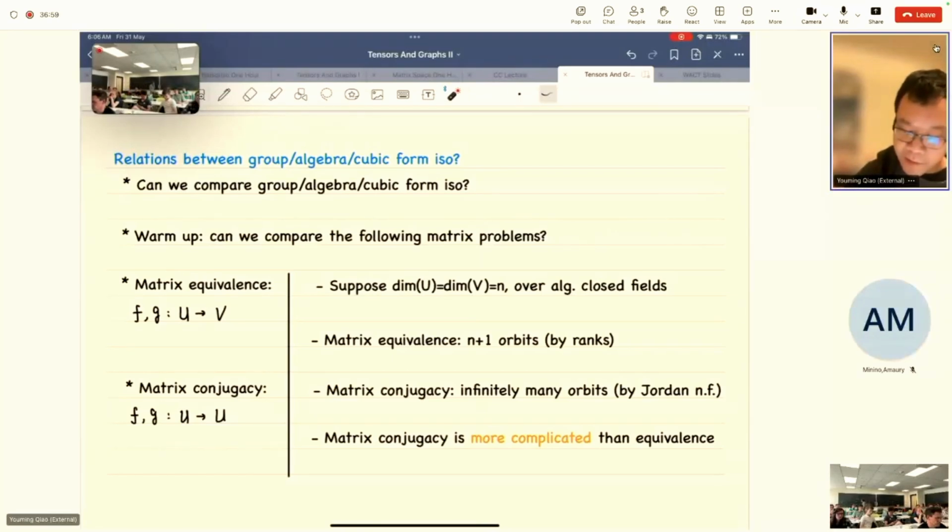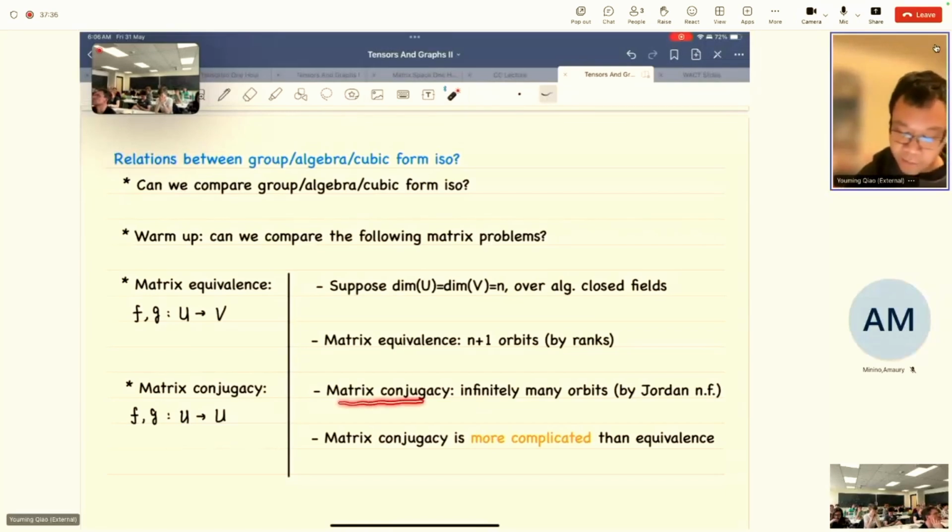So for convenience, let's think about dimension U being equal to dimension V being n, let's say, and over algebraically closed fields. And for matrix equivalence, it's an easy result that essentially two matrices are equivalent under GL(U) and GL(V) if and only if their ranks are the same. Which means that because they are n by n matrices, you have only n plus 1 possible ranks. So the number of orbits is finite, n plus 1.